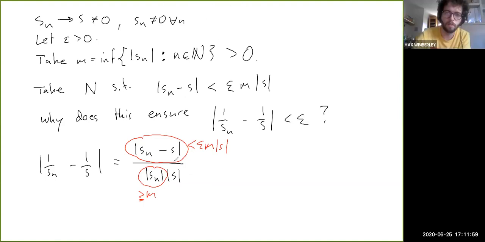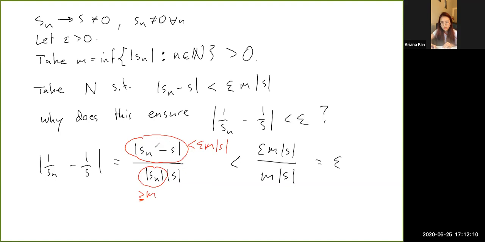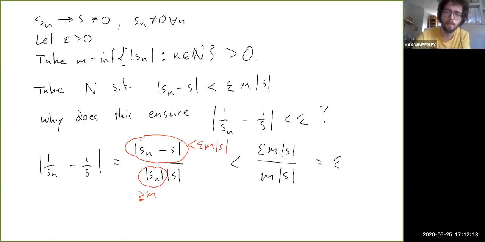So this overall expression is still less than epsilon times M times the absolute value of S over M times the absolute value of S, which is just epsilon, because by replacing the numerator with epsilon times M times the absolute value of S, I increase the value. And by replacing the denominator with M, I decrease the value down here, which also increases the overall value. Then these things just cancel out. Does that make sense?